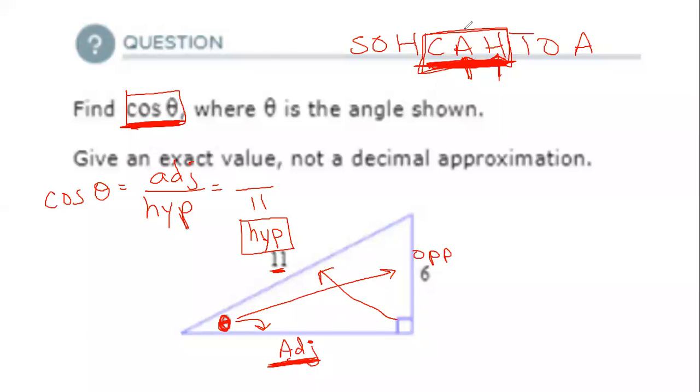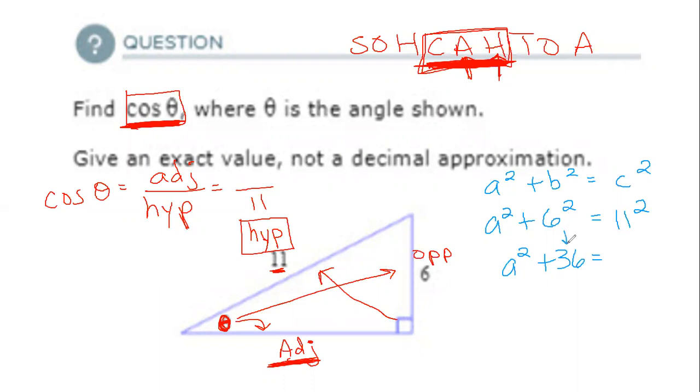The tool we have to do that is the Pythagorean theorem. So my a squared plus b squared equals c squared. Again, c is always my hypotenuse, so that will be 11 squared. The other two are interchangeable, so I'll just put a squared plus 6 squared. I have a squared plus 36, because 6 squared is 36. 11 squared is 121.